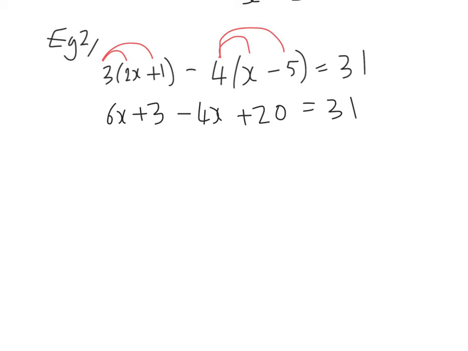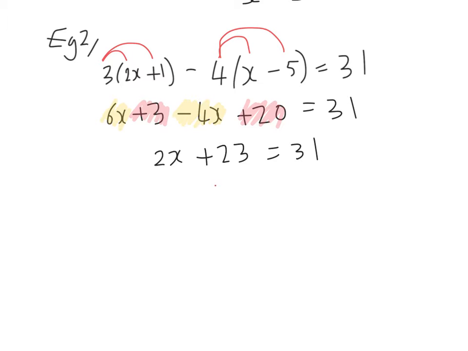So are there any like terms on the left-hand side? Well, we've got a 6x and a minus 4x. Always look at the sign in front of the term. So 6x take away 4x is 2x. And then as well, we have a positive 3 and a positive 20, which would make 23 when you add them together. And now the equation's a lot simpler.